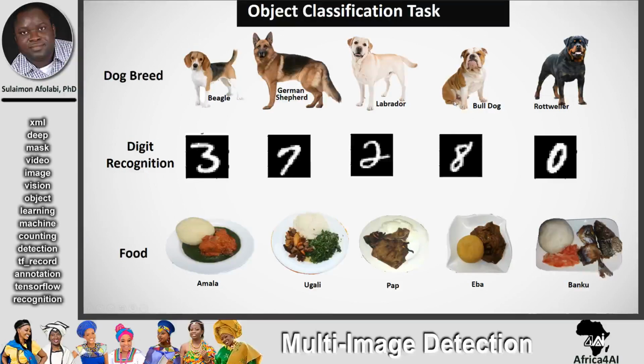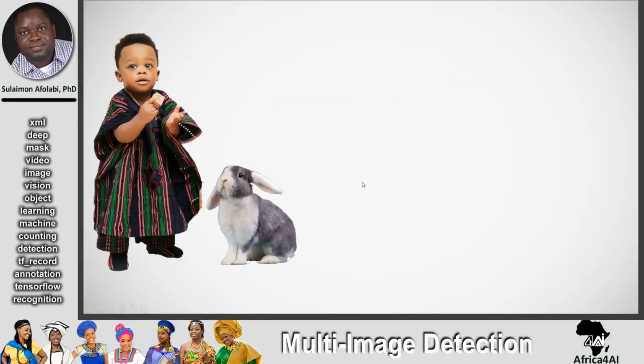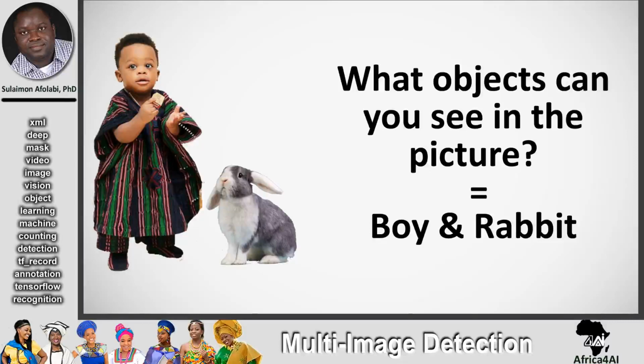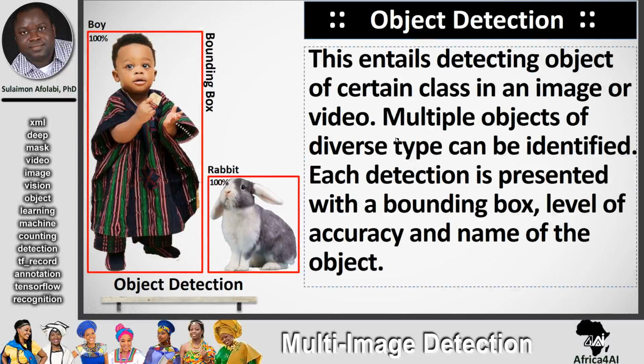Alright, okay, let's continue. Now the question is, what object can you see in the picture? I can see a boy and I can see a rabbit, or a bunny, as other people call it. And this takes us to object detection again. Here's another definition. Object detection actually entails detecting objects of a certain class in an image or video.